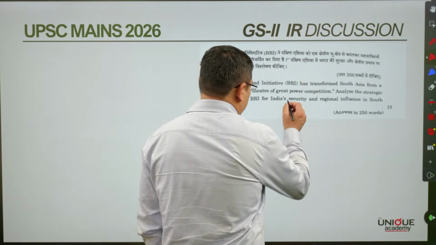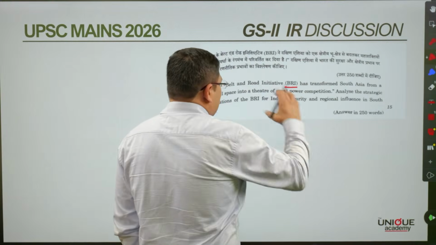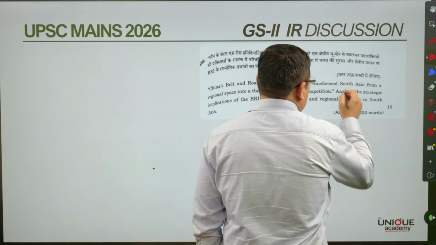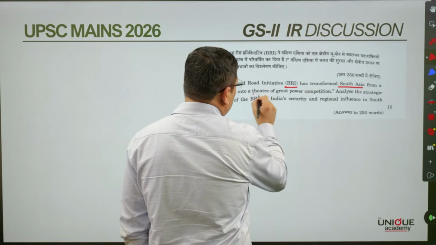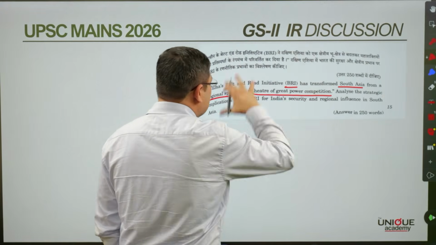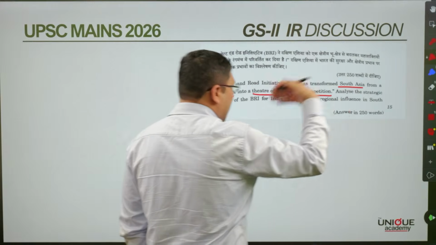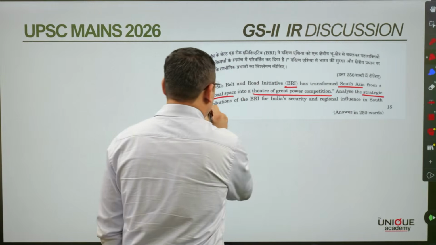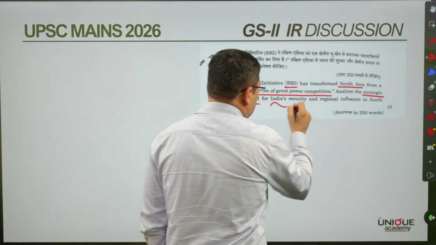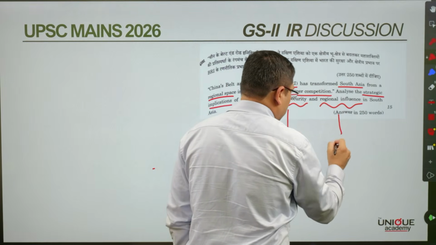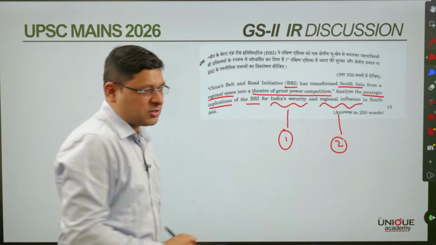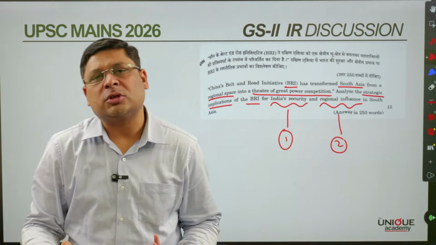That is about BRI. So China's BRI has transformed South Asia from a regional space into a theater of great power competition. That is the statement. Let's look at the question. Analyze the strategic implications of BRI for India's security and regional influence. So clear-cut two dimensions, right? And the context is South Asia.